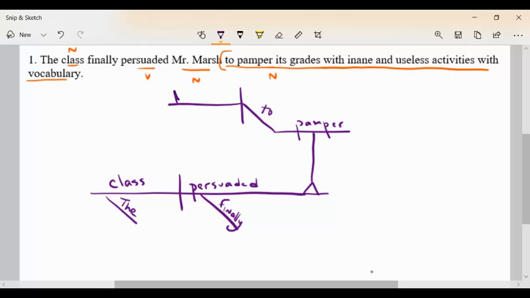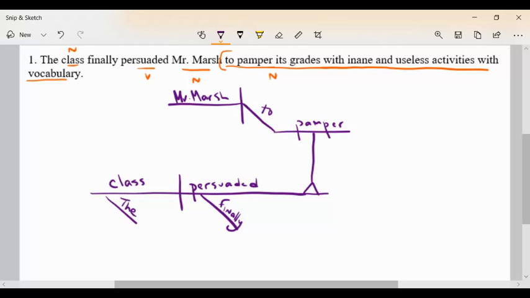And so be ready for that on your quiz. Be ready for me to give you a subject of an infinitive. So therefore, I must be sitting up there, and that's what's happening. If you remember, you can oftentimes hear the word for with it, and I didn't put it in this sentence because you don't have to, but you could say the class finally persuaded for Mr. Marsh to pamper its grades. That's fine. Well, that makes sense.